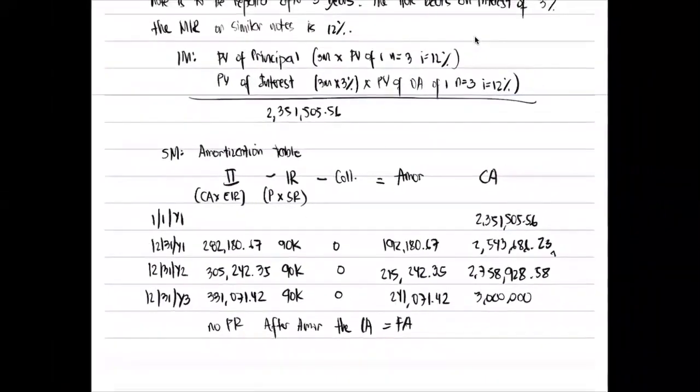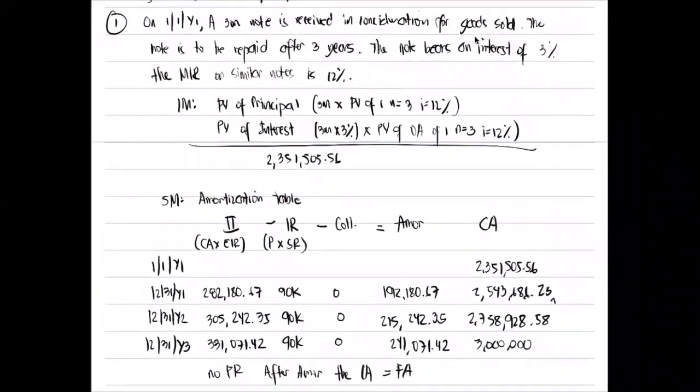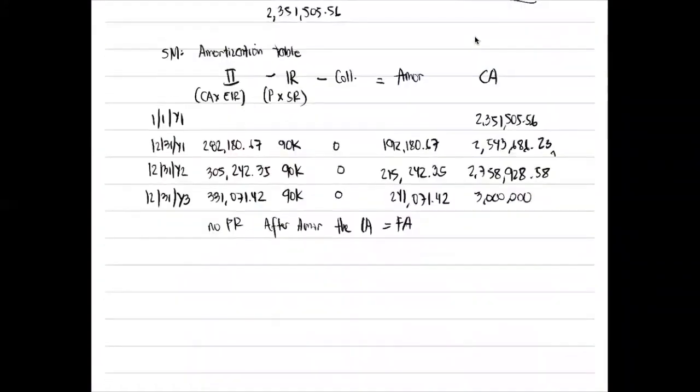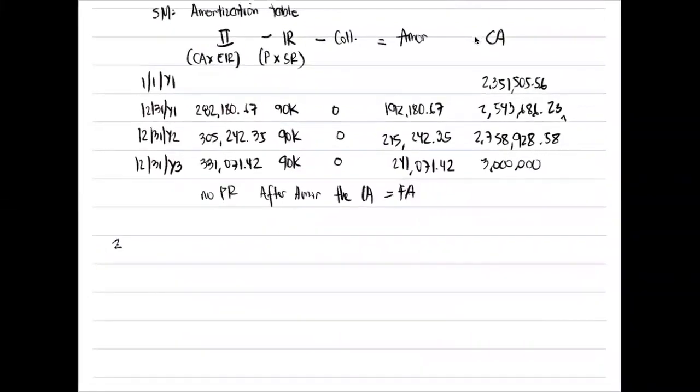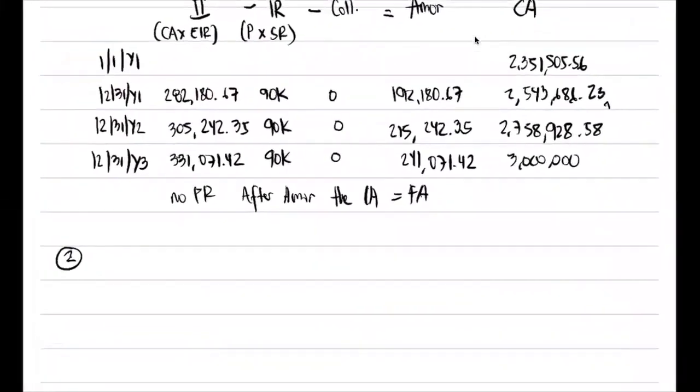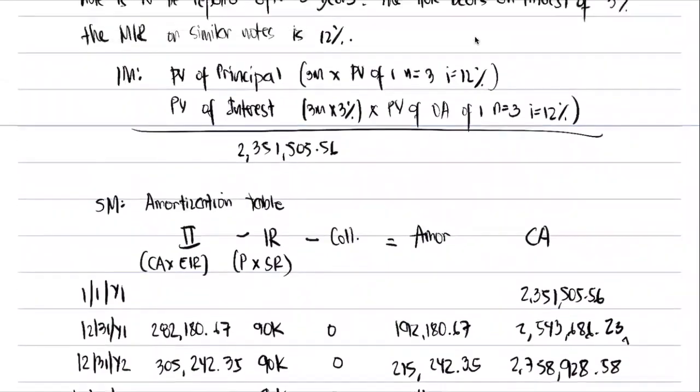So this is a long-term non-interest bearing note, or long-term interest-bearing note without reasonable interest rate. However, the payment of the principal is at the end of the term of the note. Let's have another example, number 2. So second example.